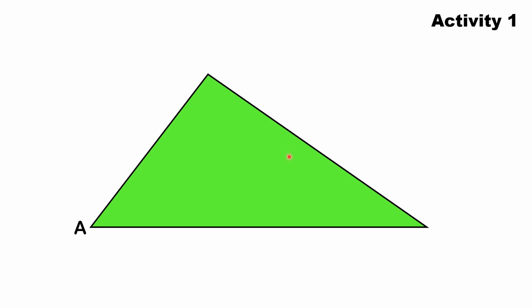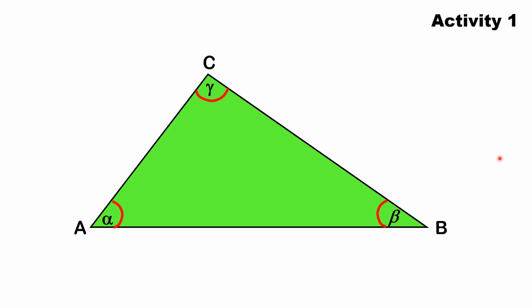Consider the following scalene triangle ABC, with point A in the left corner, point B in the right corner, and point C in the upper corner. Angle A is symbolized by alpha, angle B by beta, and angle C by gamma.